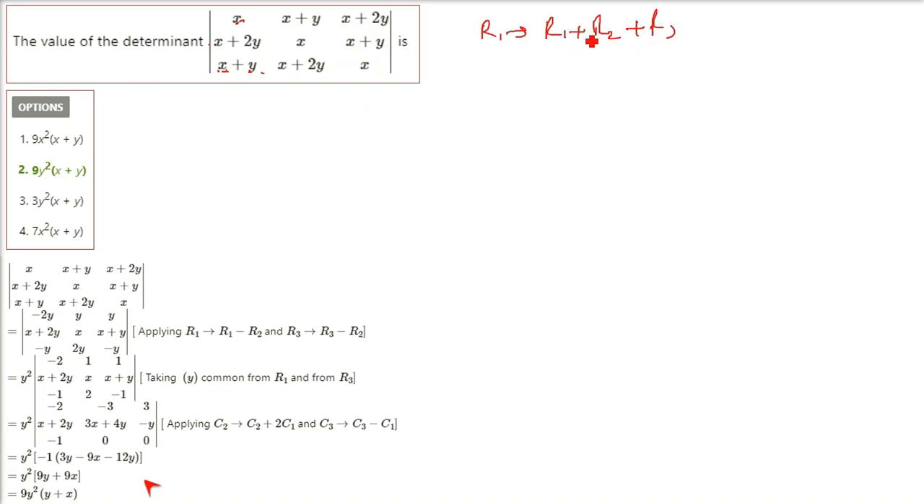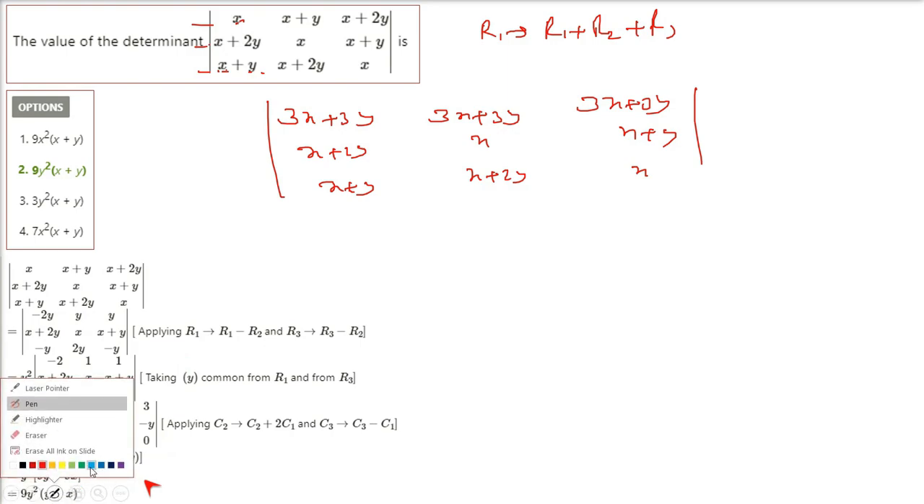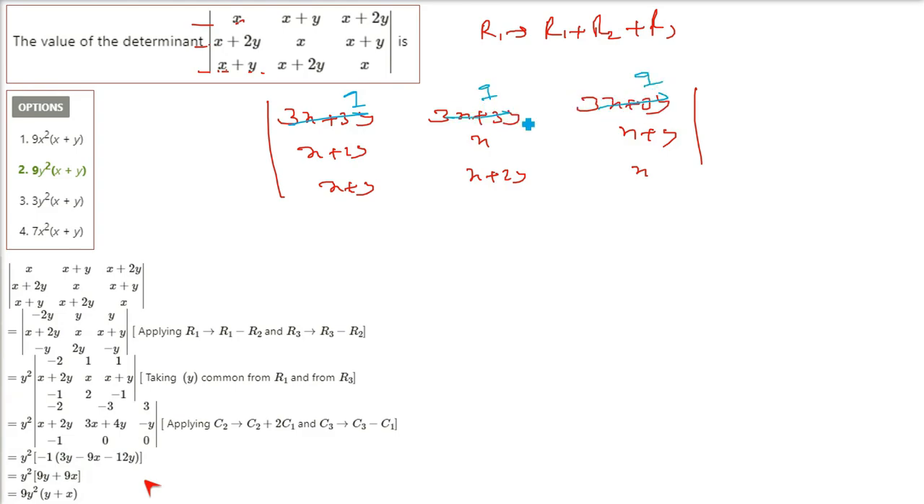So you get 3x plus 3y. x plus x is 3x plus 2y, and y is 3y. Similarly here also 3x plus 3y. So you get x plus 2y here, x plus y, x plus 2y, x plus y and x. Okay. Now you can take 3x plus 3y common. And as I told you, when we take common, definitely we are going to get 2 zeros. So I am taking 3x plus 3y, or 3 into x plus y, common.